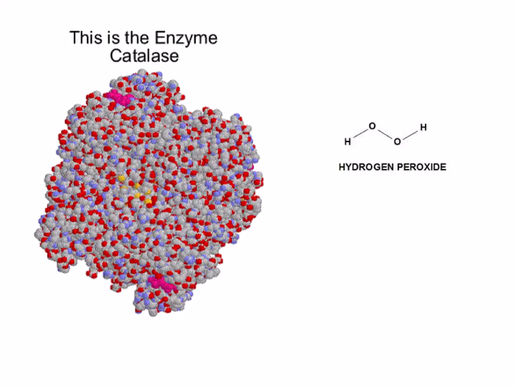Here you can see an enzyme called catalase. It's found in almost all living cells, especially eukaryotic cells. It breaks down something called hydrogen peroxide into water and oxygen. So the enzyme is catalase and the substrate is hydrogen peroxide. Notice how the enzyme's name ends in ASE. Most enzyme names end in ASE, so we call it catalase.